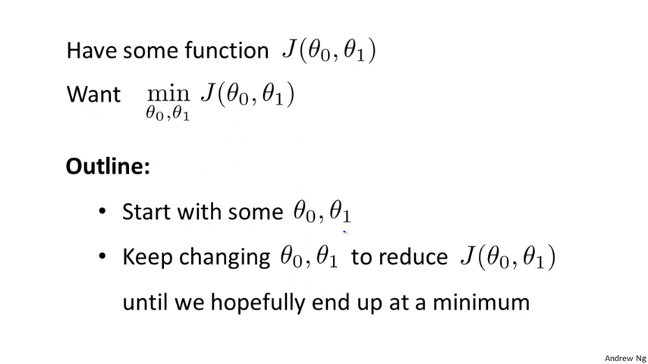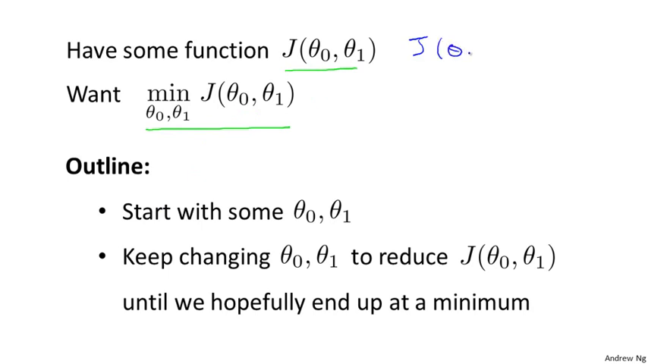So here's the problem setup. We're going to assume that we have some function J of theta 0, theta 1. Maybe it's the cost function from linear regression. Maybe it's some other function we want to minimize. And we want to come up with an algorithm for minimizing that function J of theta 0, theta 1.